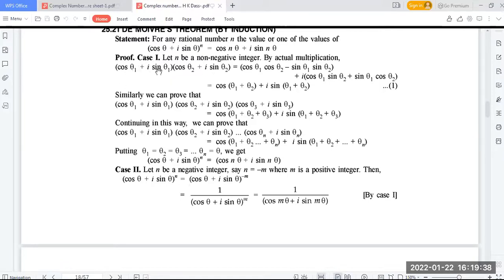cos theta 1 plus I sin theta 1 and the other is cos theta 2 plus I sin theta 2. Taking any two complex numbers, just multiplication, cos theta 1 multiplied by this, cos theta 1 into cos theta 2 minus sin theta 1 sin theta 2, separating real part and imaginary part.